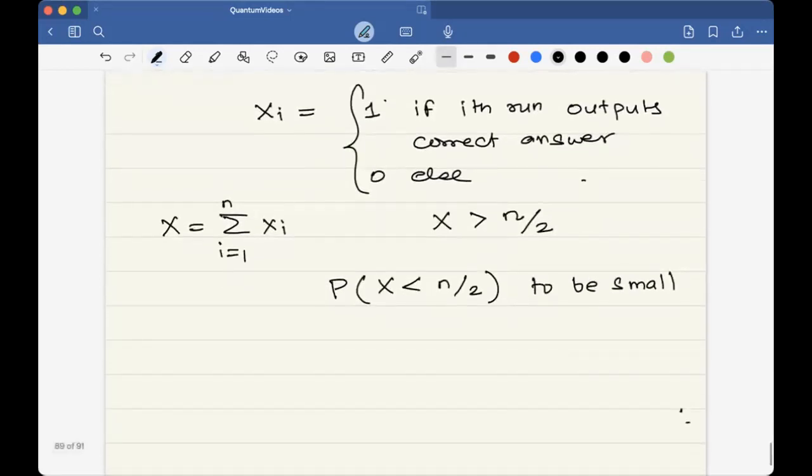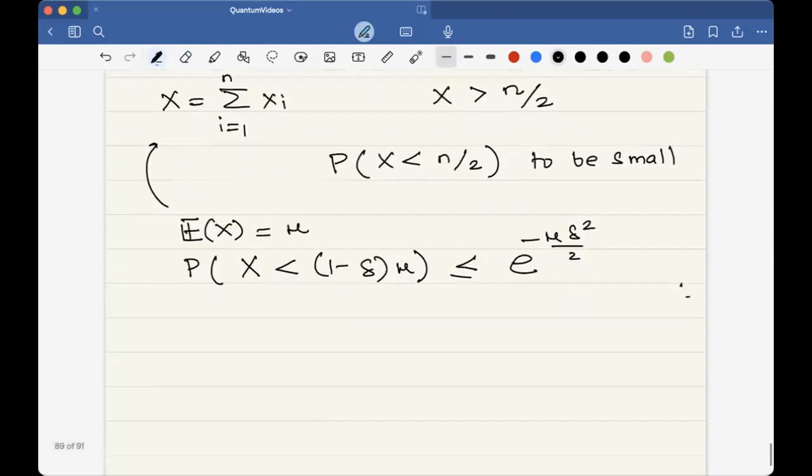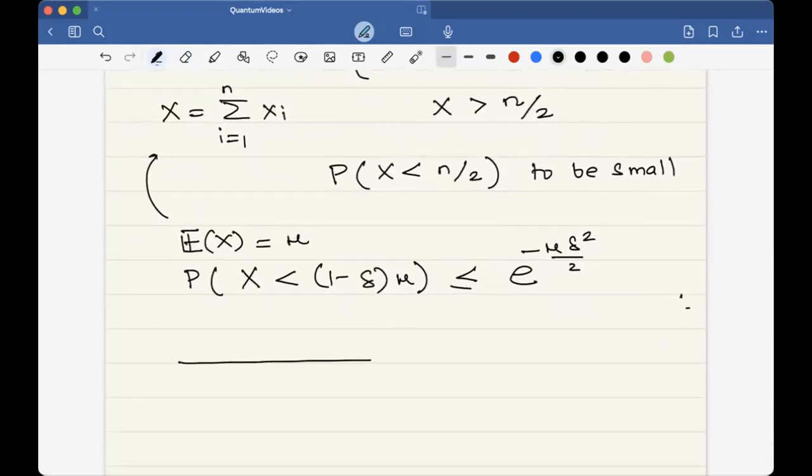And so the Chernoff bound says the following, that suppose expectation of this x is equal to mu, then the probability of x less than 1 minus delta times mu is less than or equal to e to the minus mu delta square over 2. So what this inequality says is that if you have a random variable, and in this case our random variable is the summation of xi, and you have the expectation mu, and this is mu into 1 minus delta, which should be mu minus mu delta, right?